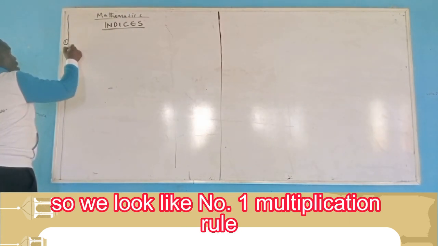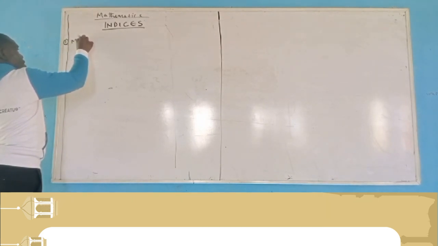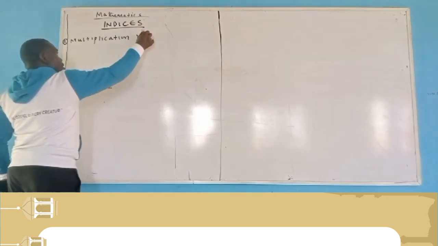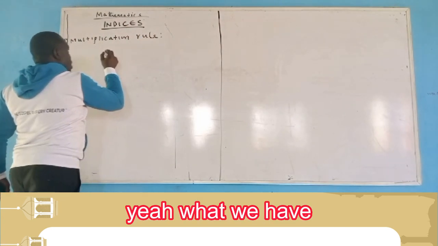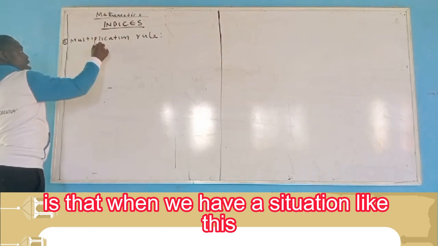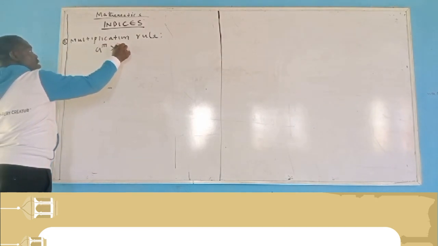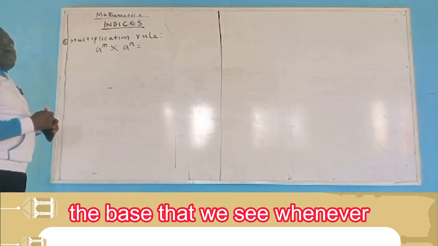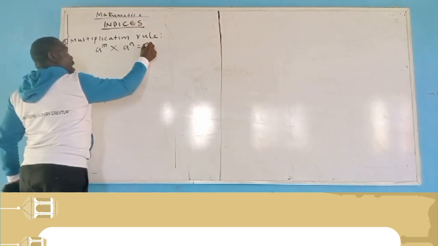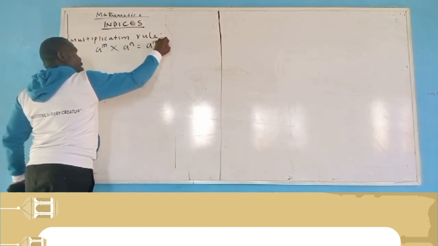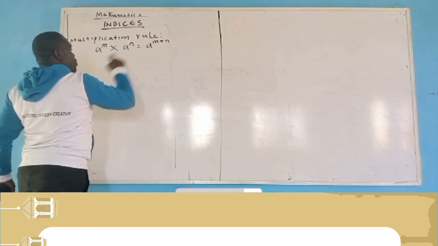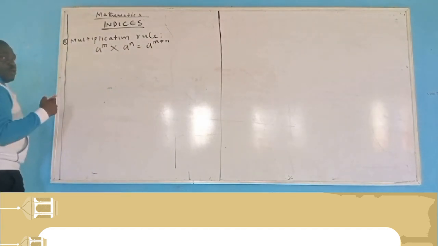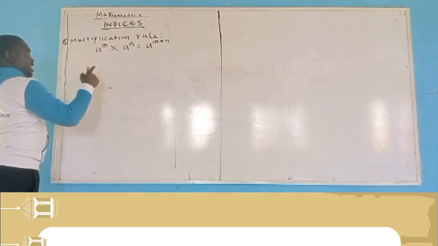Number one, multiplication rule. Here, when you have a situation like this, where the bases are the same, whenever the bases are the same, you add the power. Whenever the bases are the same, the power will be added. And so we call it the multiplication rule. Maybe you may want to call it the addition rule, since I'm adding them.